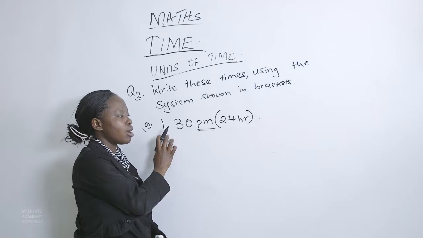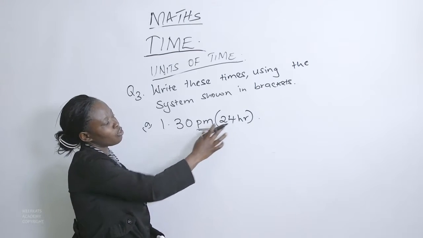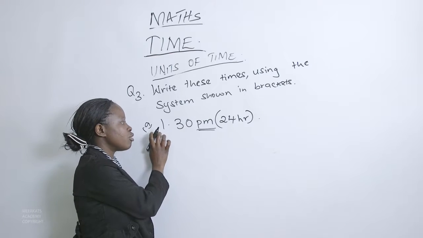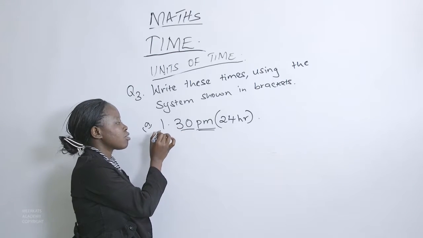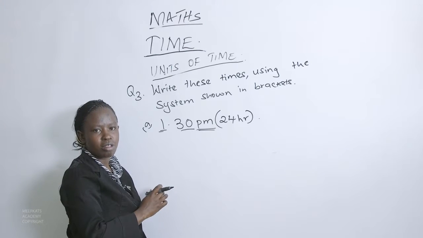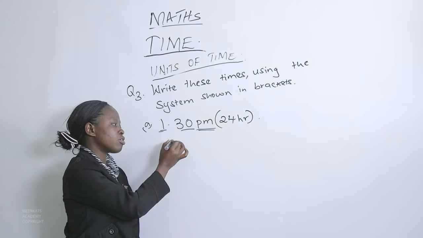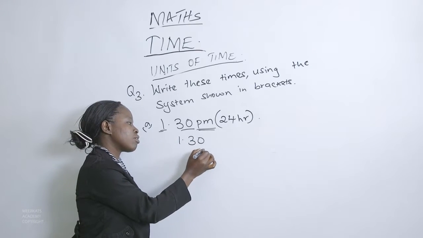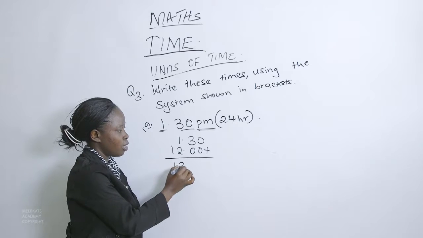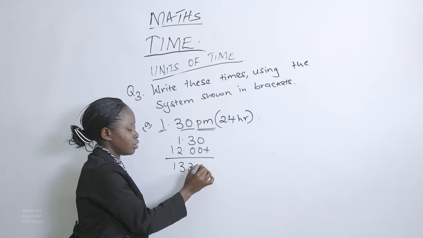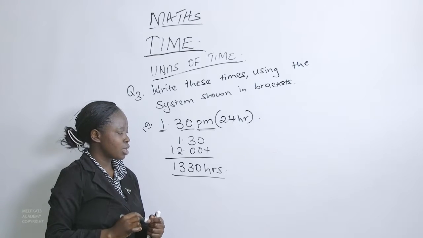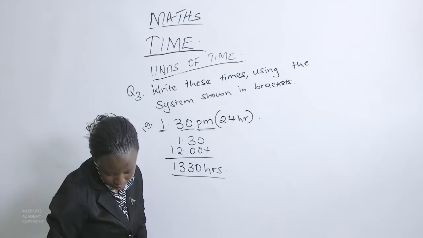So for me to convert these hours into the 24-hour clock system, I'll add 12 to whatever digits I have before. These are the minutes and these are the hours. I'll add on the side of hours so that I'm able to convert it from a 12-hour clock system to a 24-hour clock system. So I have 130 plus 1200 hours, I'll come up with 1330 hours. So that means that 1:30 p.m. in the 24-hour clock system is 1330 hours.